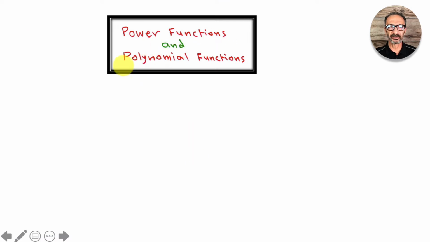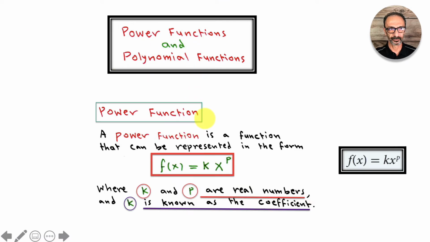Power functions and polynomial functions. Power functions, as a definition: a power function is a function that can be represented in the form f of x equals k times x to the power p, where k and p are real numbers, and k is known as the coefficient.